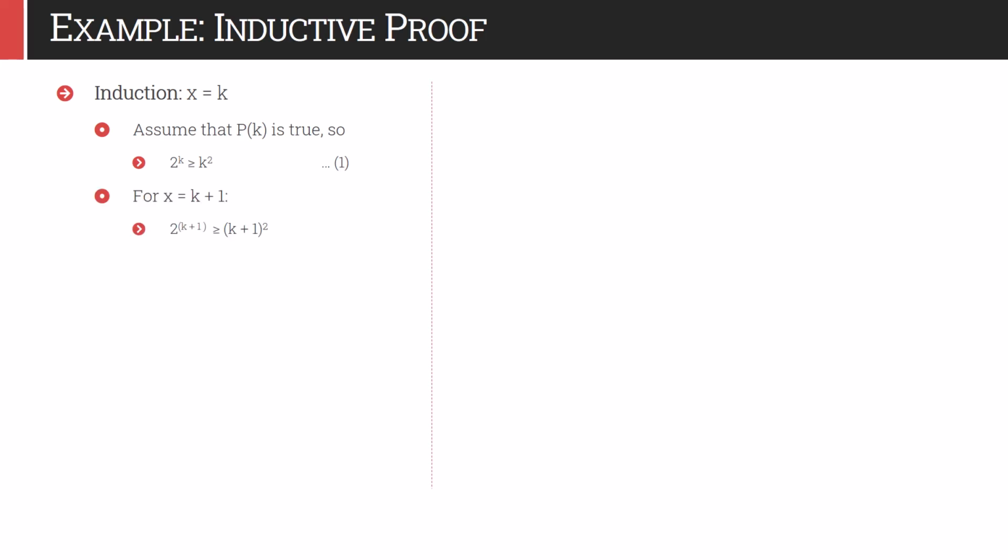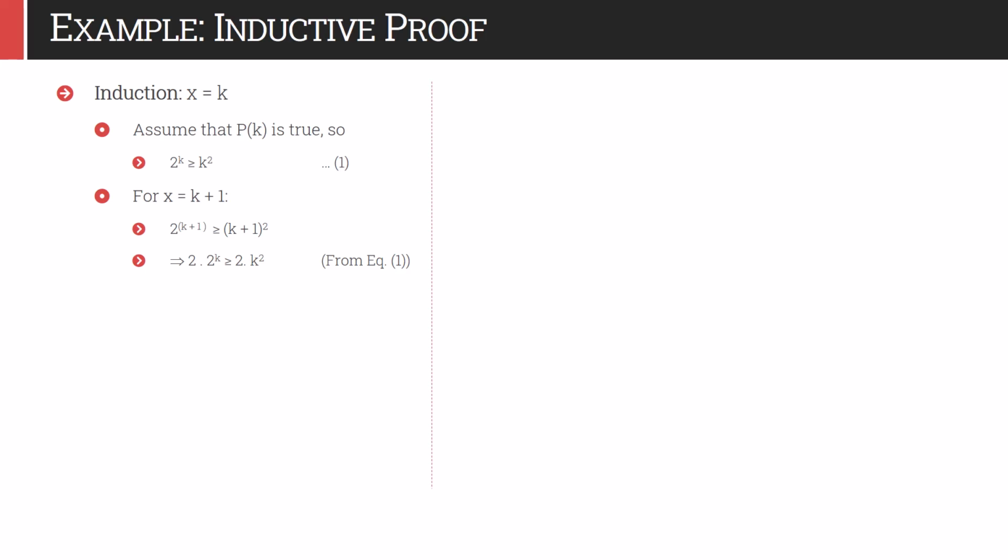Now we have to prove that it is true for n is equal to k plus 1 as well. So in our original conclusion, we will replace n by k plus 1. That would be 2 power k plus 1 greater than or equal to k plus 1 whole square. This we need to prove. So let us rewrite it.